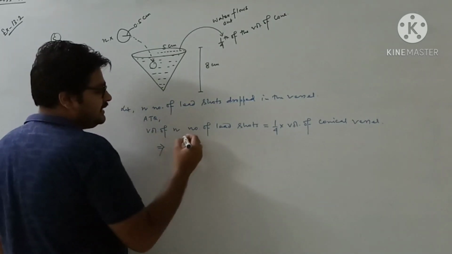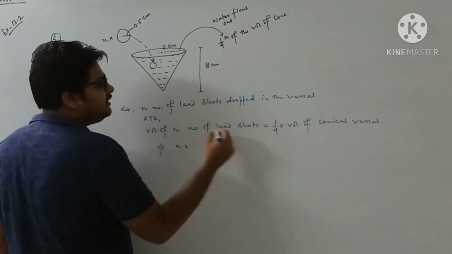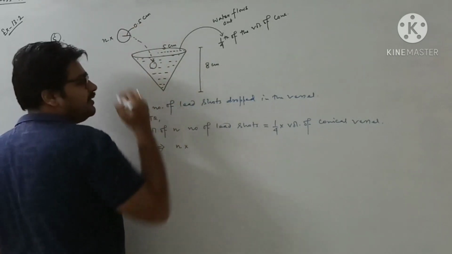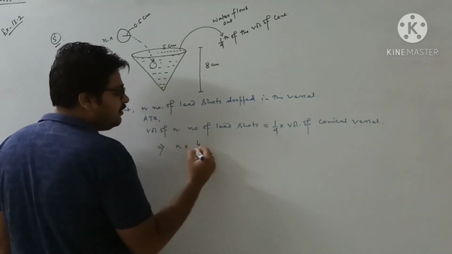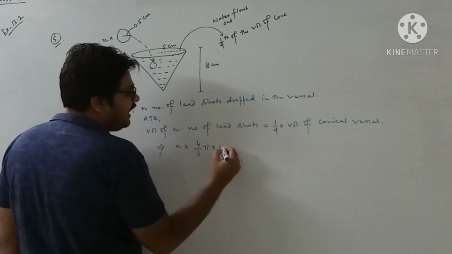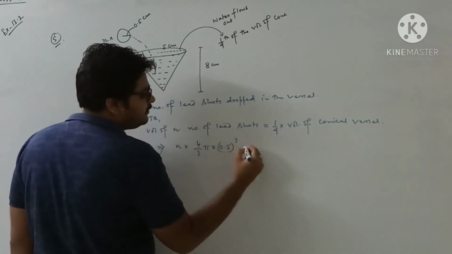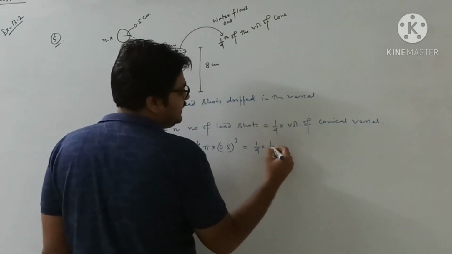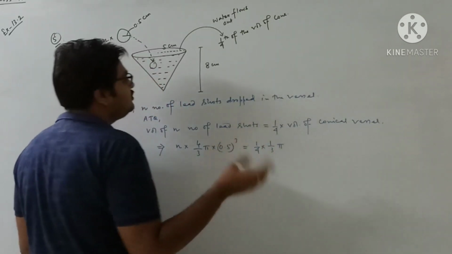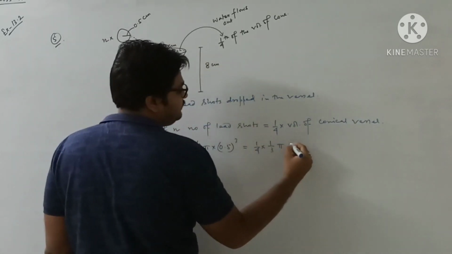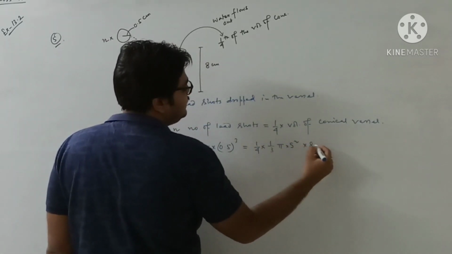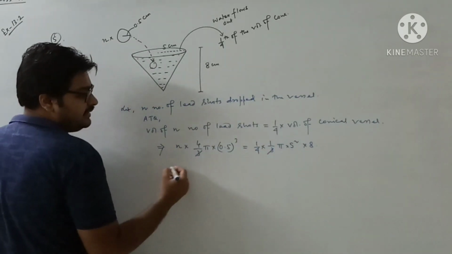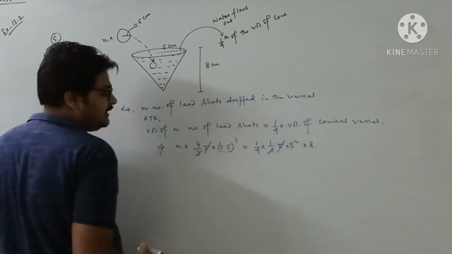That is n into the volume of each lead shot. Each lead shot is a sphere having radius 0.5 centimeter. So what will be the volume? You know the volume formula, 4/3 pi r cube. Now for the conical vessel, what is the formula? 1/3 pi r square h. R means 5, h means 8. This 3 can be cancelled from both sides. Pi also can be cancelled from both sides.